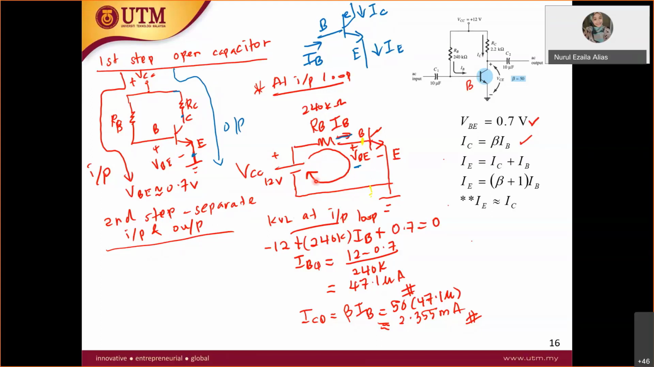You have to solve the KVL at the input loop. So you have minus 12 plus IBRB. Don't forget you have the voltage junction here. Every time you do BJT analysis, you have to write the voltage here, and then you get plus VBE, 0.7, and then find the IBQ. So IBQ is about this value. From this important equation, you know that ICQ is beta IB. Beta is given as 50 in the question. Therefore, you can straight away calculate the IC.